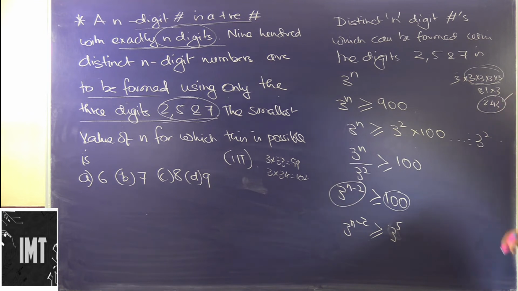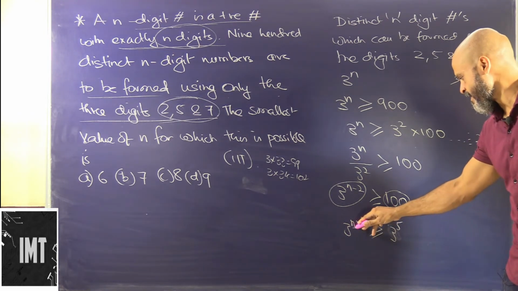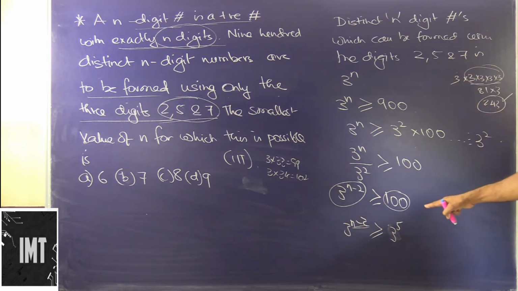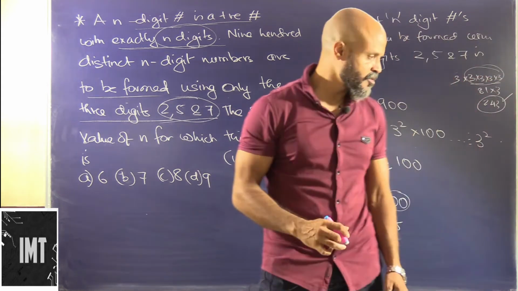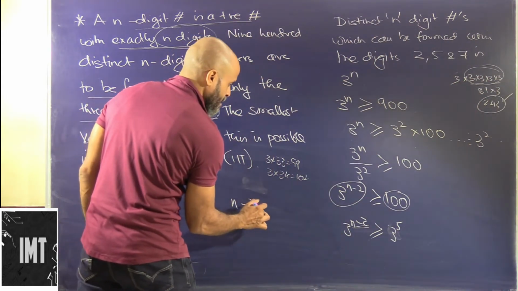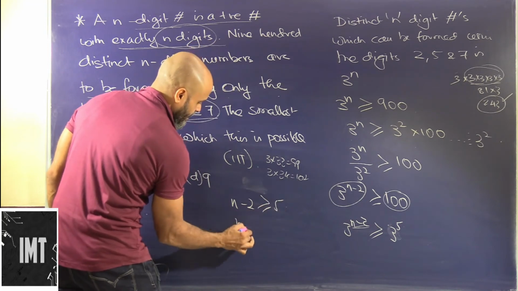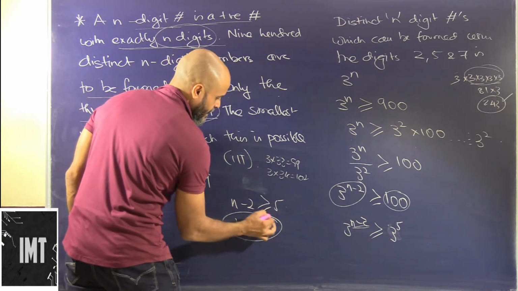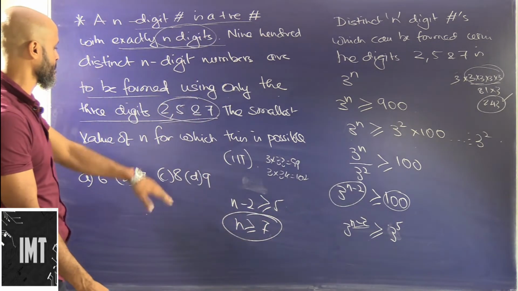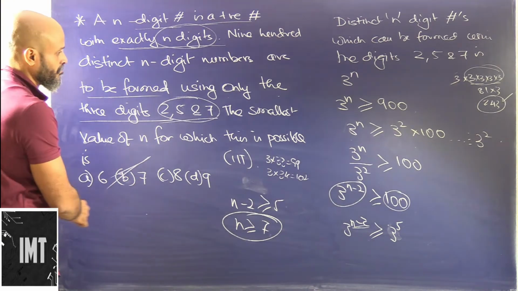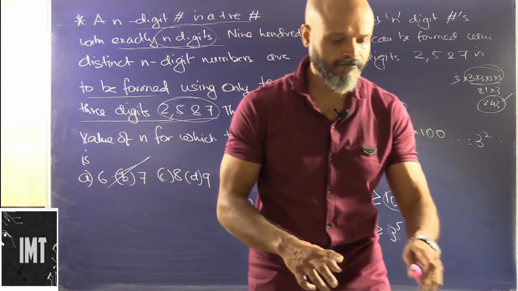So the first power that we would be picking up is 3 to the power of 5. So we have n minus 2 greater than or equal to 5, so n is greater than or equal to 7. Okay, so this is how we will pick this up.